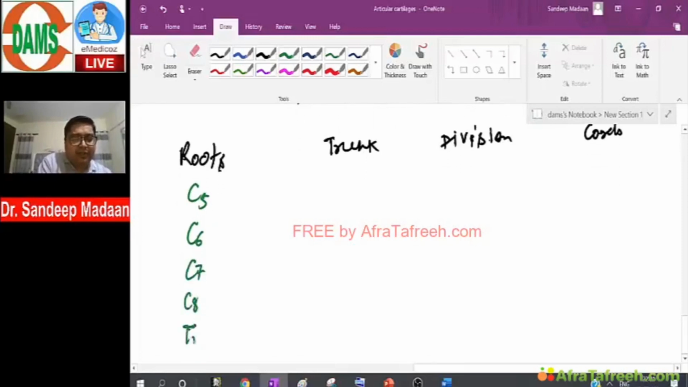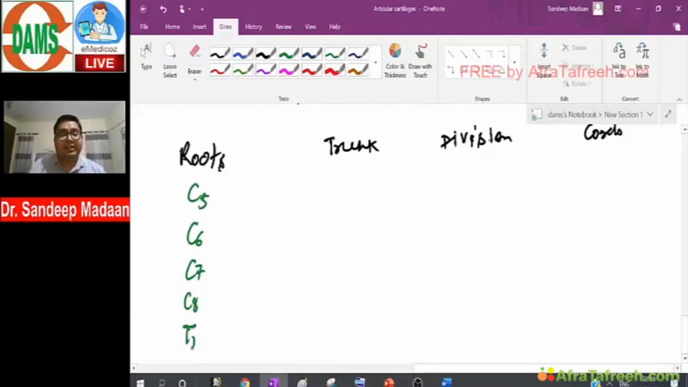Now one very important point: how many cervical vertebrae are there? 7. But how many cervical spinal nerves are there? 8. So these are not the same, okay? Vertebra number C7 is the last number. Spinal nerve number in the cervical region, C8 is the last number, okay? So we have written C8 here, alright?